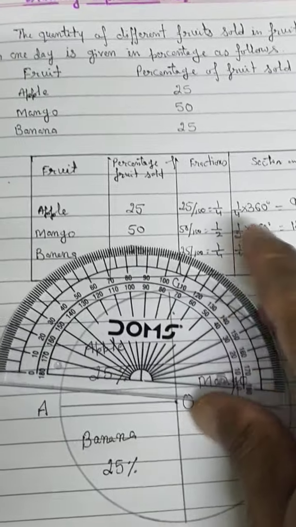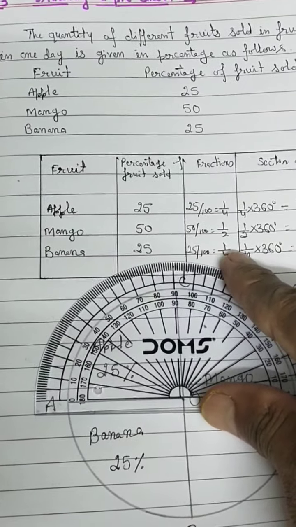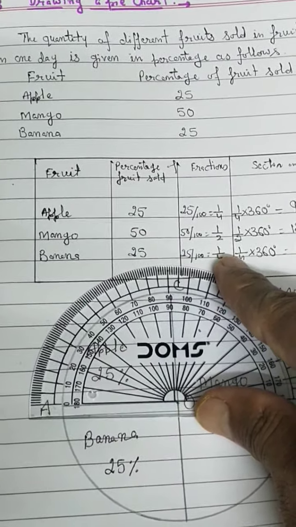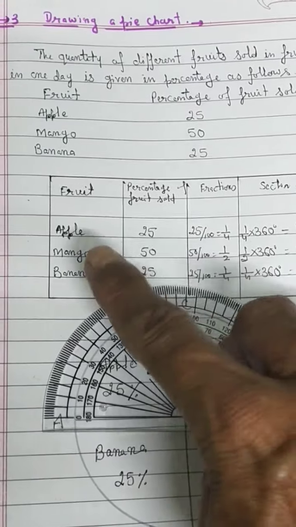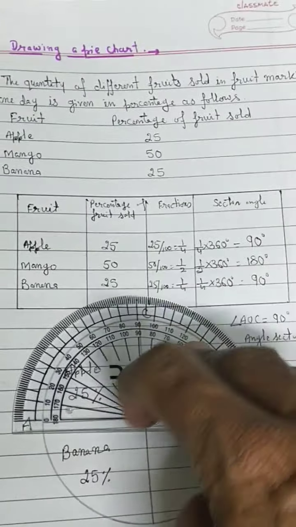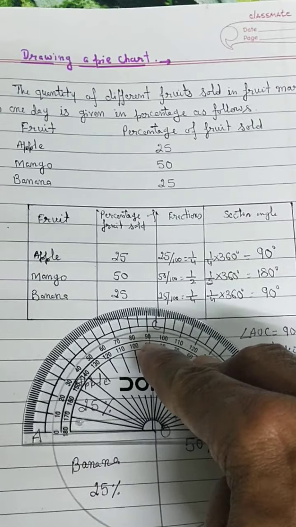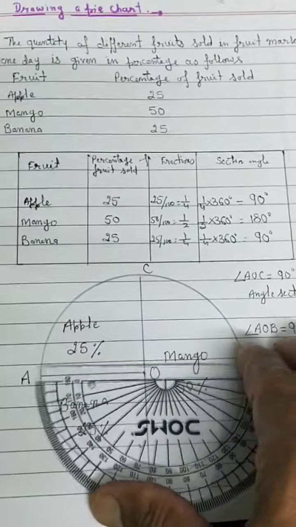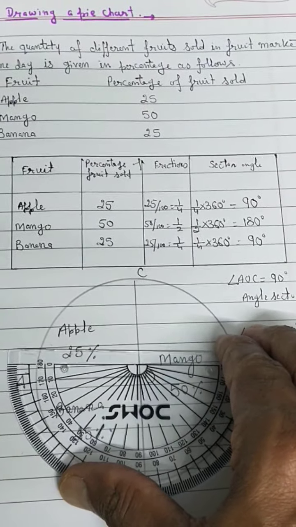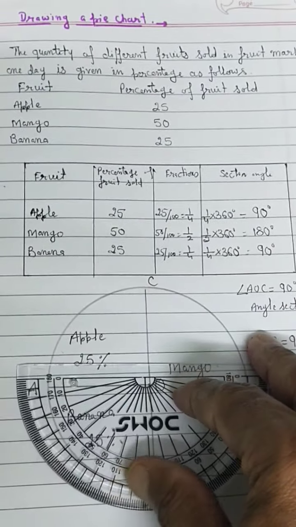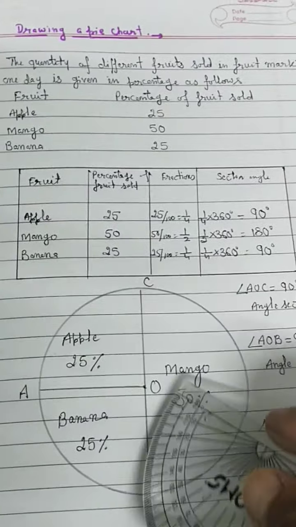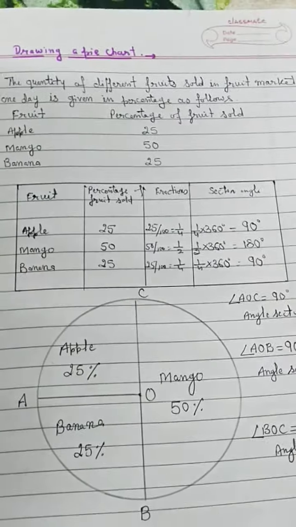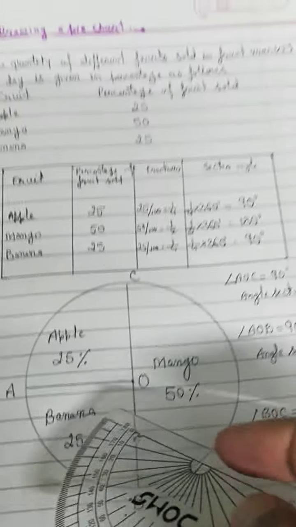Next keep your protractor in this way, along OA, and mark the sector angle for apple, that is 90 degrees. So 0 to 90. For bananas, again in this way, 0 to 90 degrees, and the rest one is 180 degrees. So in this way you can draw a pie chart.